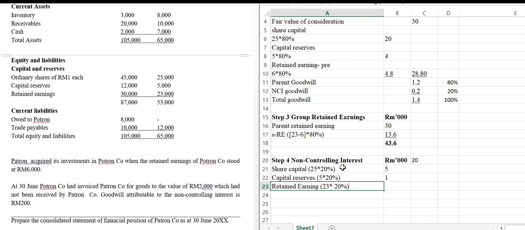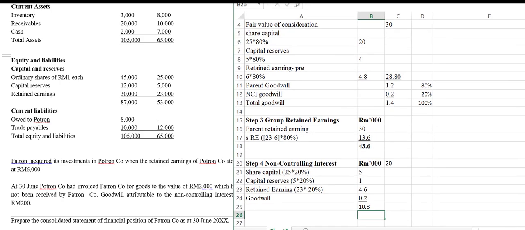Okay, now for NCI, there is no pre or post. Pre or post is for the parent's company to calculate their goodwill. Then the last one is goodwill for NCI. According to the question, they tell you 0.200, right? So in total, if you look at here, you have 10.8. So this is the total non-controlling interest.